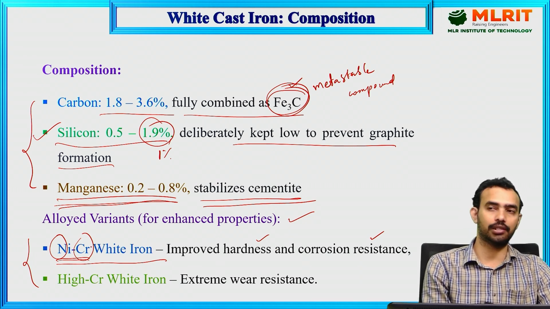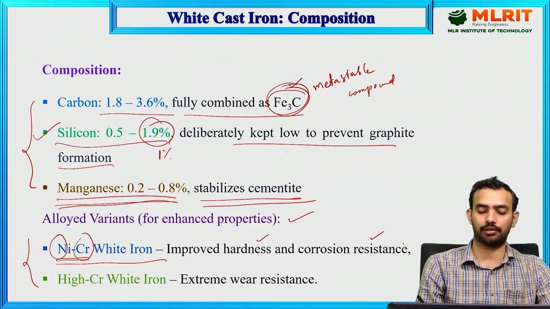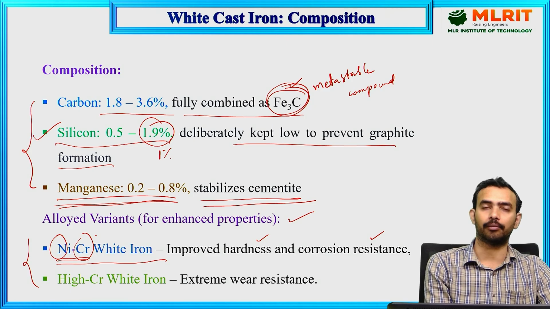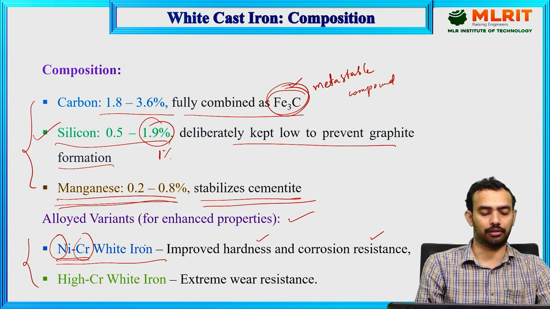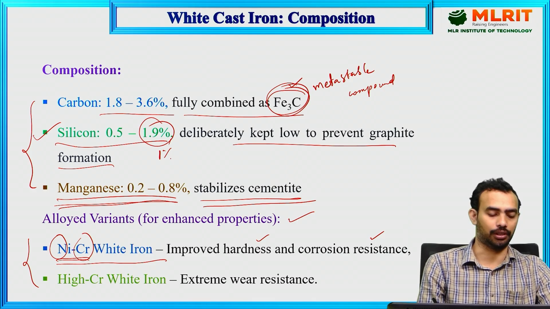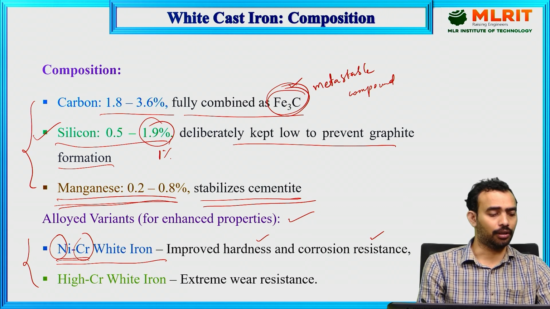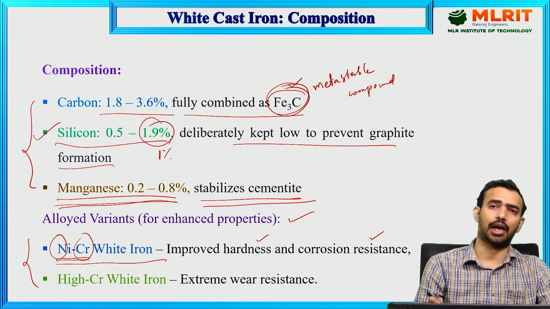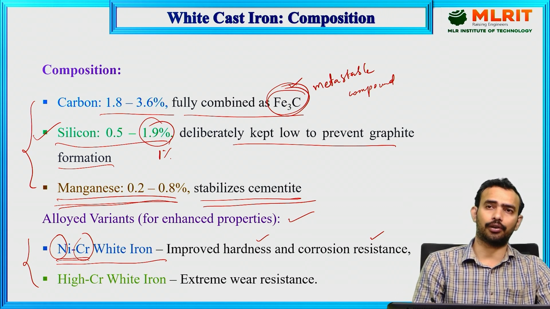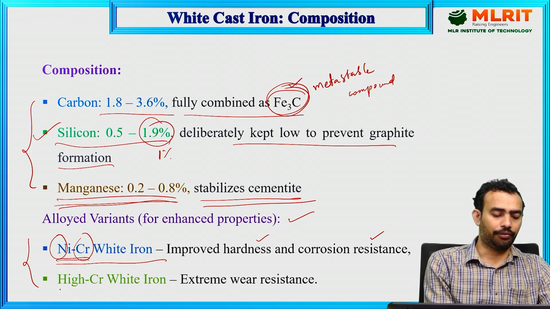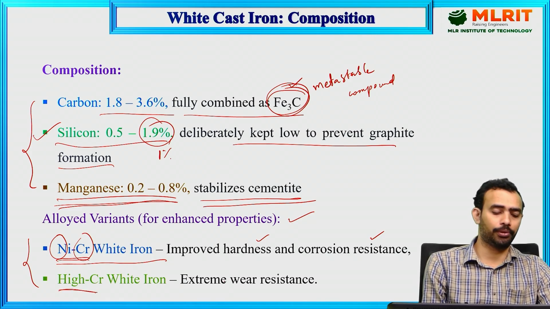And chromium is known for its corrosion resistance property, so to bring in corrosion resistance in the metal, we'll be adding chromium to the material. We have discussed this in the case of stainless steel. Very high amounts of chromium, up to 16 percent, are added to stainless steel, and that is the prime reason why steels offer excellent corrosion resistance. And we have another variant, that is very high chromium white iron.